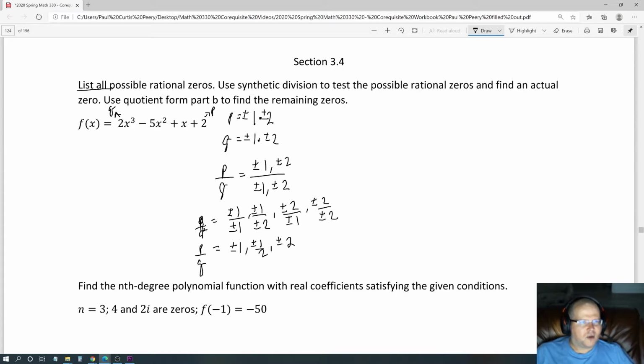So find all possible rational zeros. Cool. I found all the possible rational zeros. That's what I got up to. Now I'm going to use synthetic division to test the possible rational zeros.